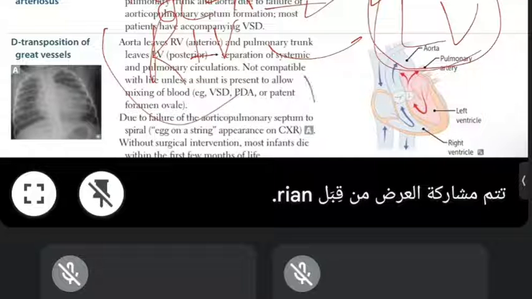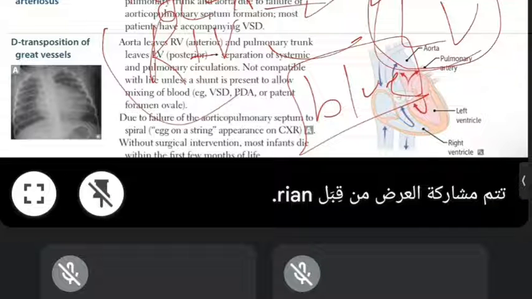Cyanosis is the blue coloring of the skin. Cyanosis occurs because most of the blood is deoxygenated, and we know that the color of deoxygenated blood is slightly blue. Yes, it is darker than the oxygenated blood. That's why if you have more deoxygenated blood in the body, you will have cyanosis, which is blue coloring of the skin. Okay?